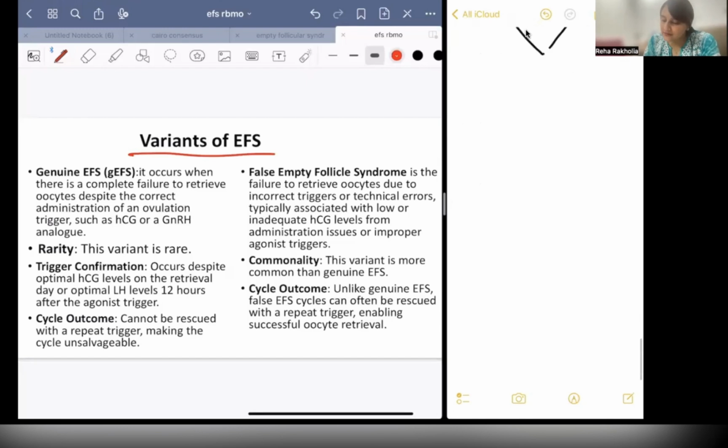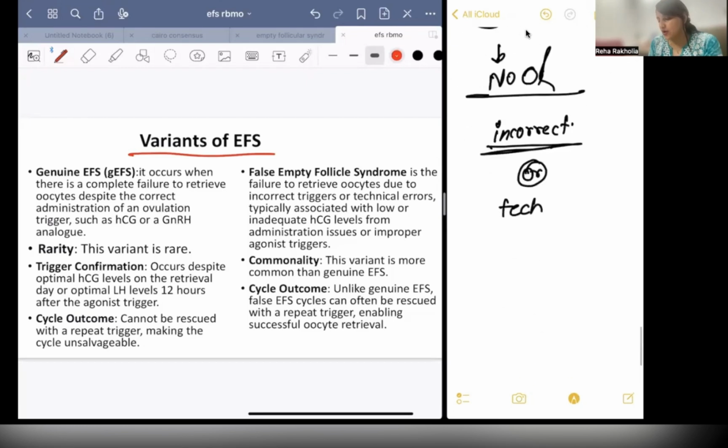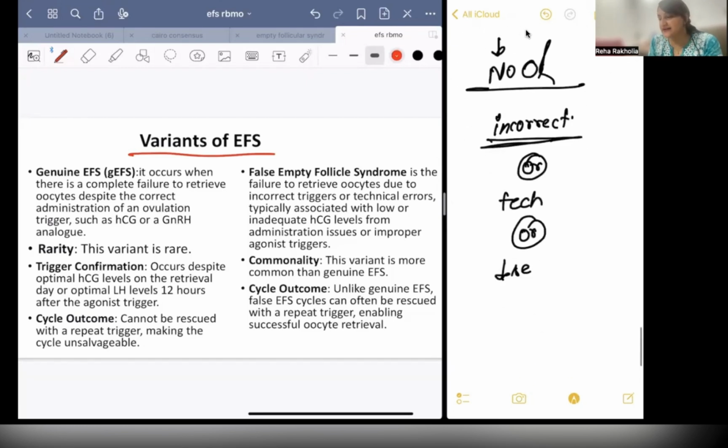And what is false empty follicular syndrome? Same, no oocyte retrieval after incorrect trigger administration. Etiology I'll explain later on in detail. Here, incorrect trigger administration or technical error or decreased bioavailability means there is something that trigger is not working. In genuine, the trigger was working, but still we didn't get any oocyte. But here, the trigger is not working.